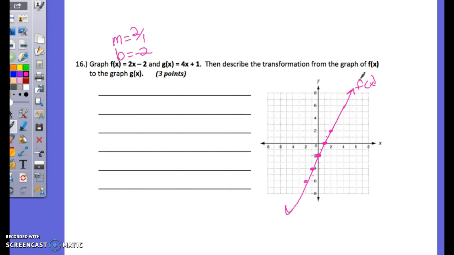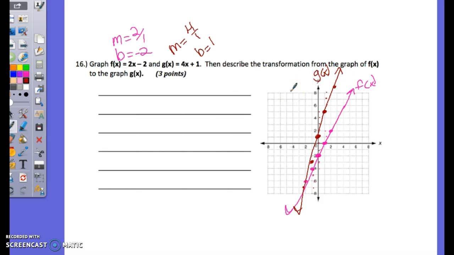For g of x, I have a slope that equals 4/1, and my y-intercept is +1. So go to +1, up 4 and right 1, up 4 and right 1, down 4 and left 1, down 4 and left 1. Connect, and I'm going to go ahead and label it g of x.